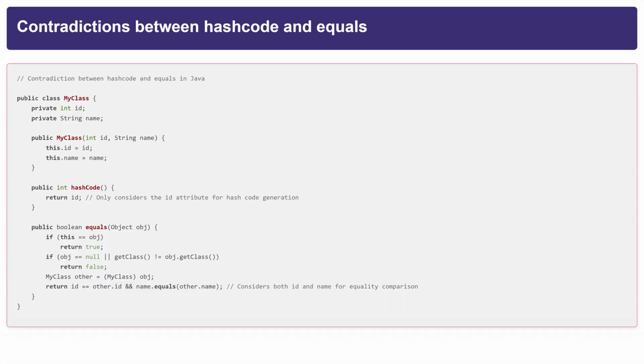In this code snippet, we have a class named MyClass. The hashcode method only considers the id attribute for hashcode generation. The equals method, on the other hand, considers both id and name attributes for equality comparison. This creates a contradiction between the hashcode and equals methods. Two objects with the same id but different names will have the same hashcode but will not be considered equal by the equals method. To maintain consistency between hashcode and equality, both methods should consider the same set of attributes.